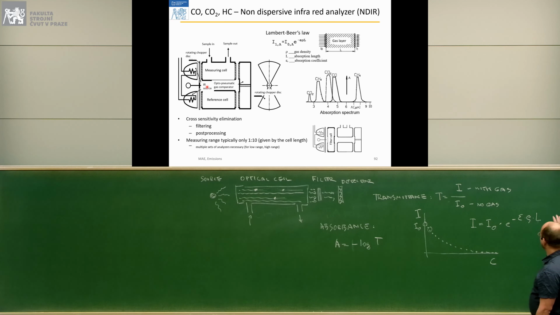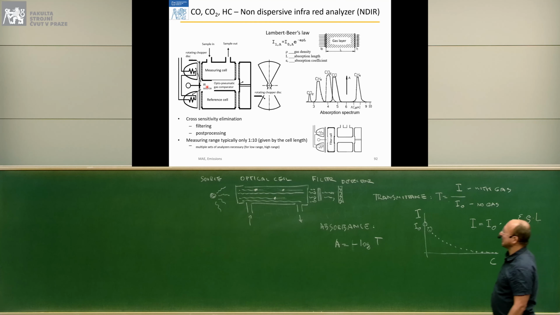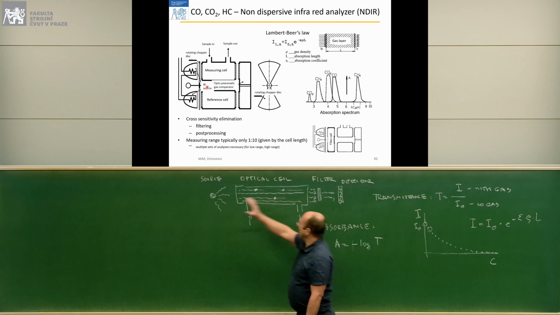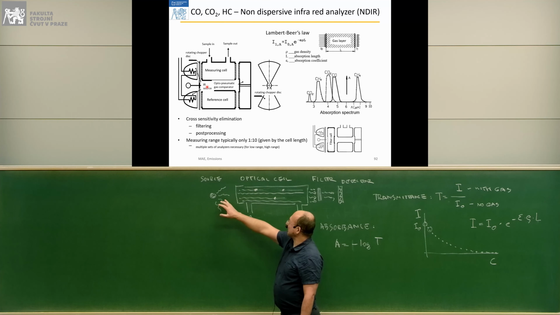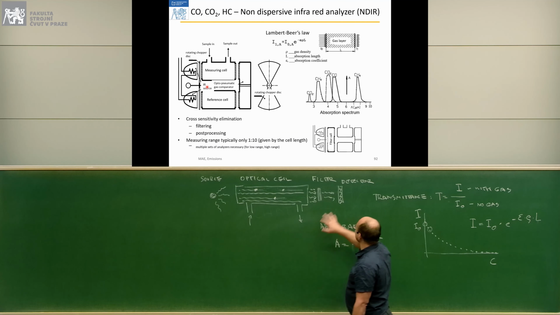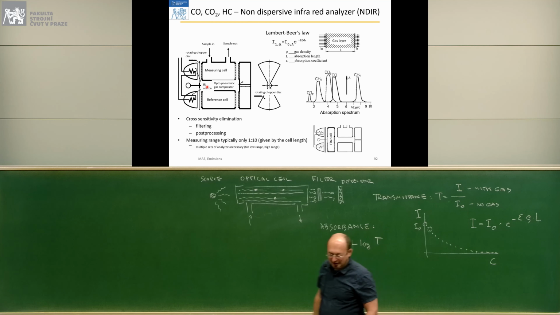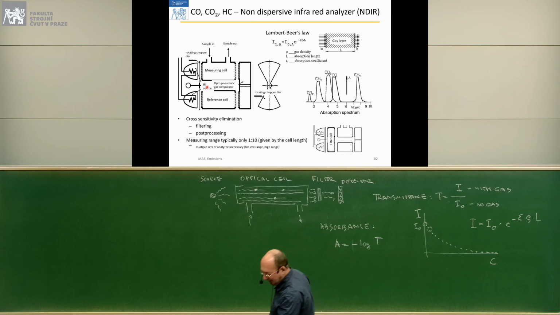In reality, the instrument manufacturer selects the proper length of the optical cell as well as all the other parameters like the strength of the source, the sensitivity and the range of the detector, and also the wavelength at which you are trying to measure.